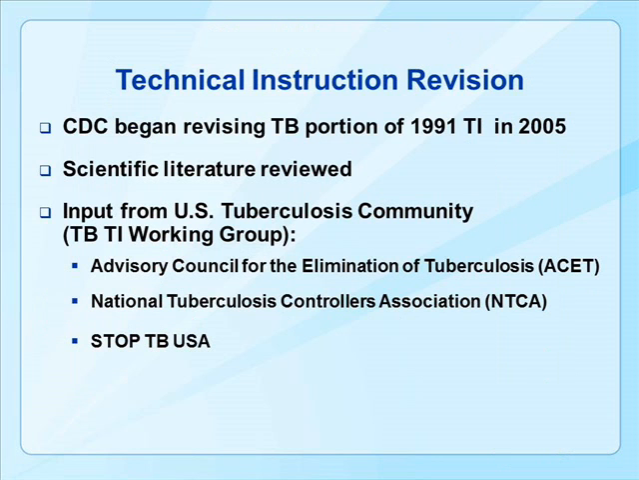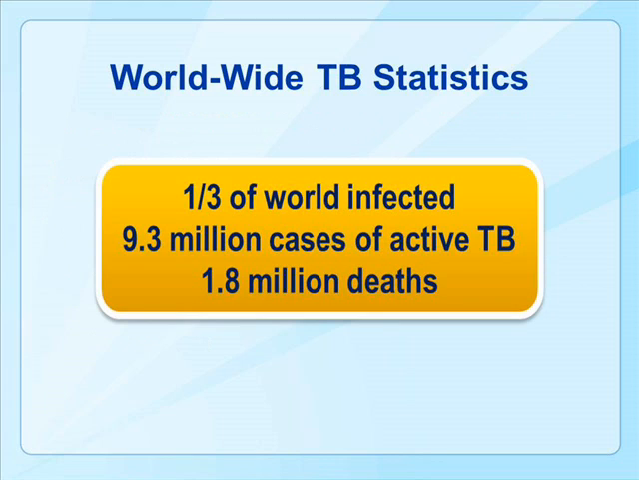So the technical instruction revision really began in 2005. Scientific literature was reviewed. There was input from a TB technical instruction working group consisting of TB experts from around the country. And just as background, as we know, 1/3 of the world is latently infected with the organism. There's approximately 8 to 9 million cases of active TB reported to WHO annually, and somewhere around 1.8 million deaths reported to WHO annually.